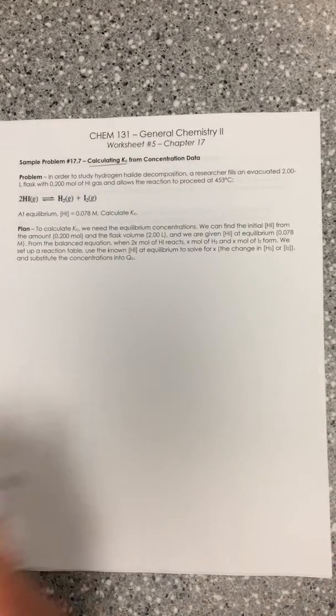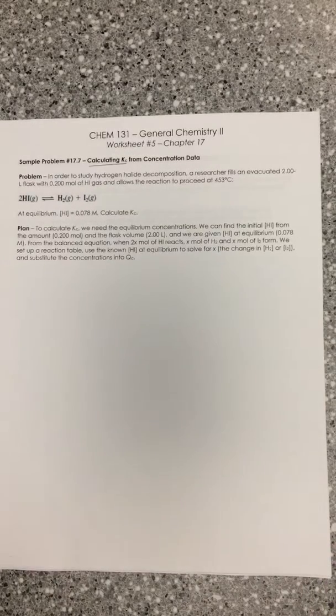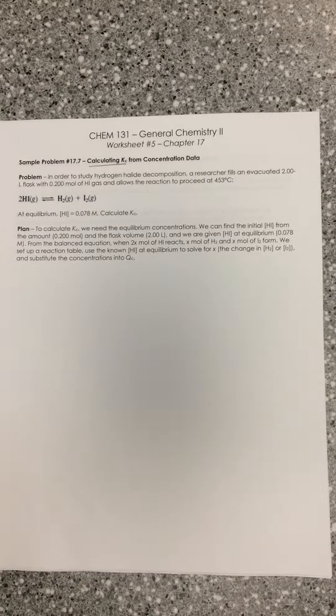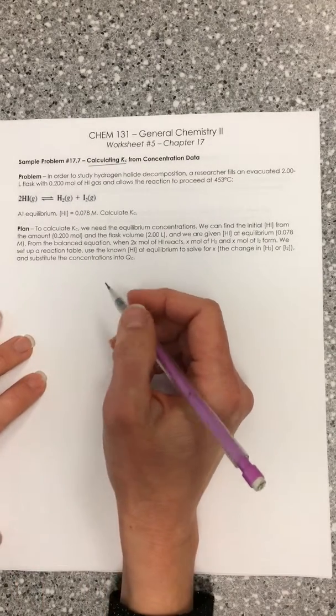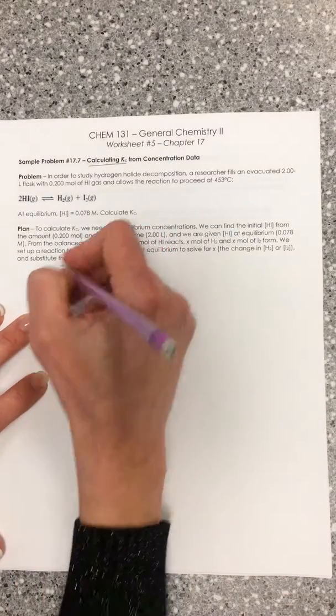So again, if we start with the same systematic method with all of these problems, it's going to guarantee that you get some partial credit, and hopefully it will allow you to navigate better how you need to solve the problem. So step 1 is always write the balanced chemical equation.